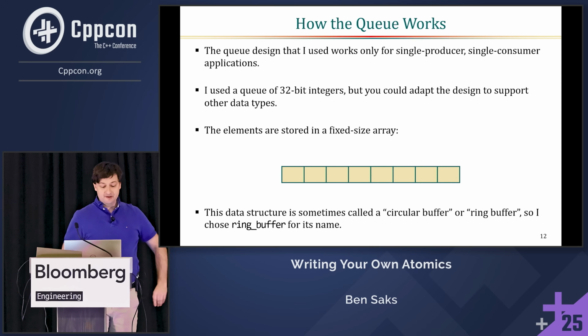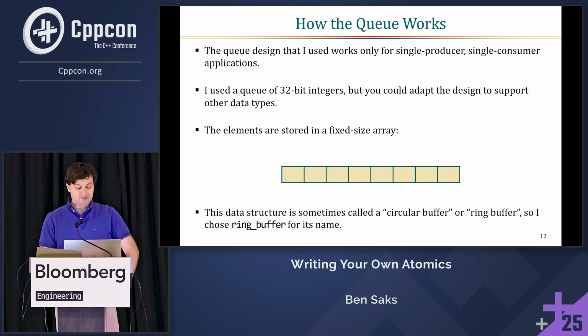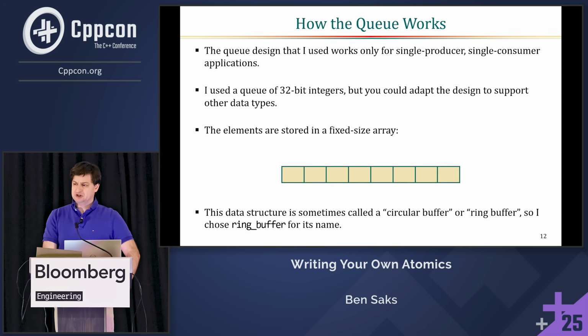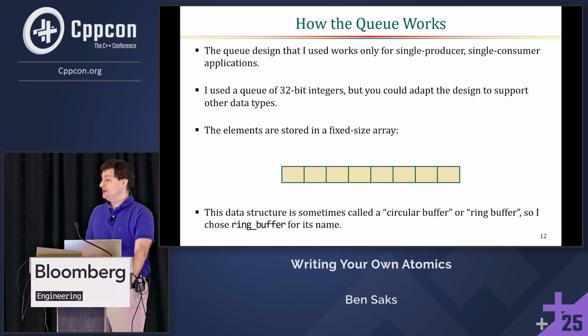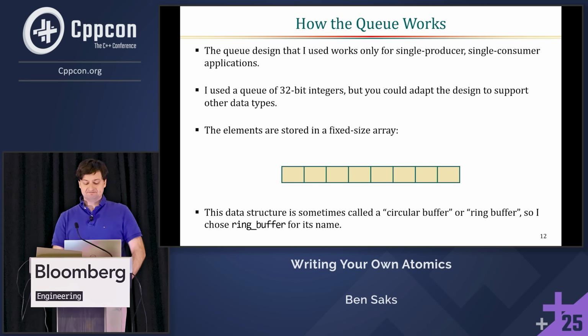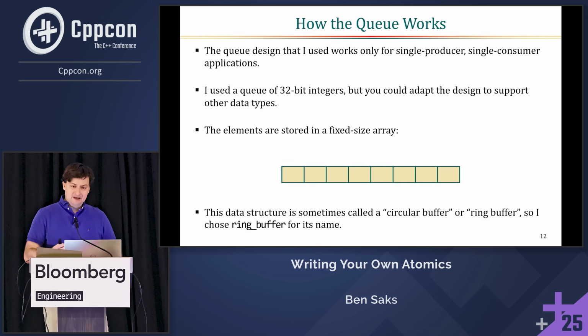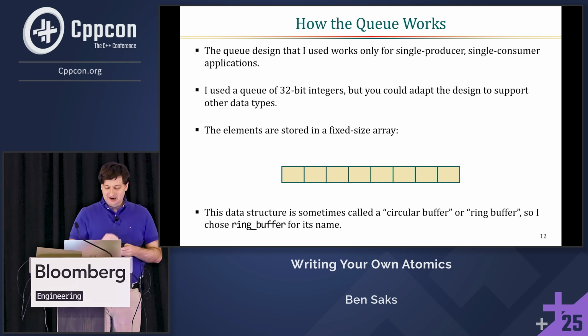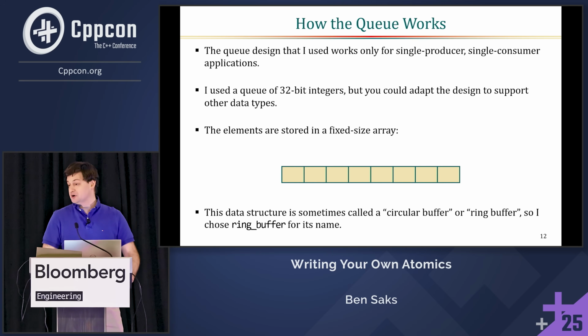All right, so this particular queue design is designed for single producer, single consumer applications. In my case, I was using a queue of 32-bit integers, but you can use it for a queue of anything. This design uses elements stored in a fixed-size array, and the elements are used in a circular fashion. So this is often called a circular buffer, or the name I used was ring buffer, because that's what I'm familiar with.